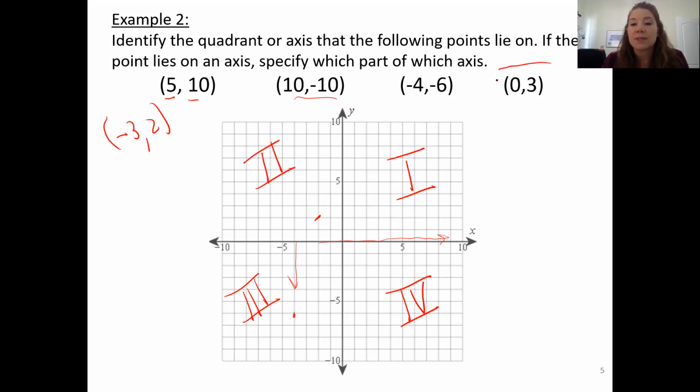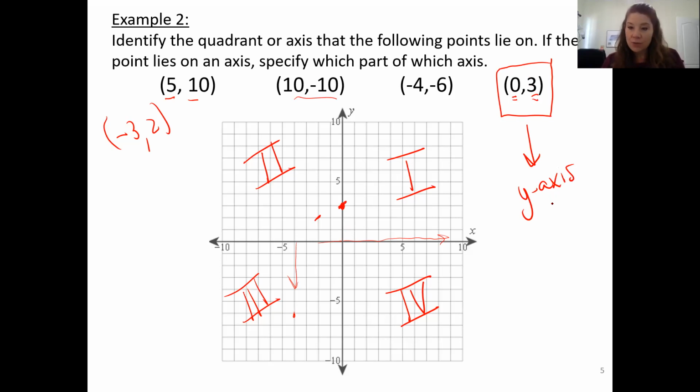Now let's look at this one. These can be a little confusing. So this is the time that you're allowed to talk to yourself, and maybe people won't think you're crazy. So if you talk to yourself and say, okay, I know the first number tells me to go right or left, and this tells me to go right or left 0 spaces. So in other words, I'm not going to go right or left, but then I am going to go up 3. So start at the origin, do not go right or left, go up 3, 1, 2, 3. So where do we find ourselves? We find ourselves on the y-axis.